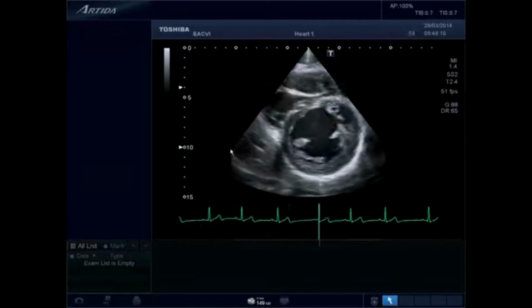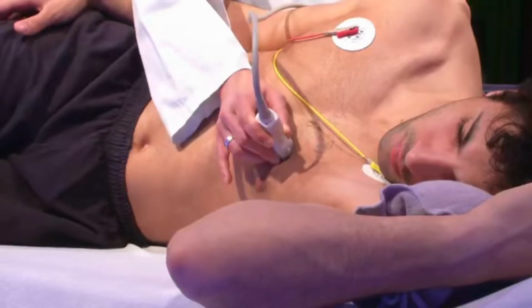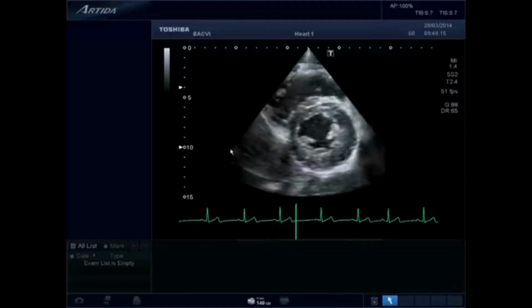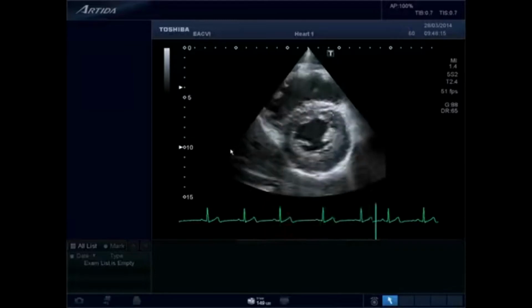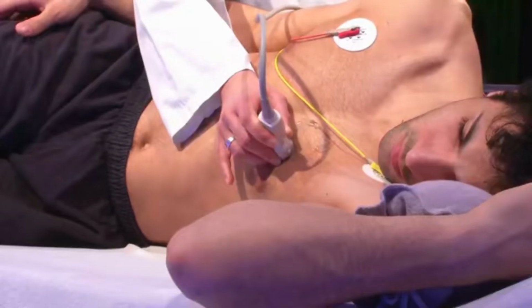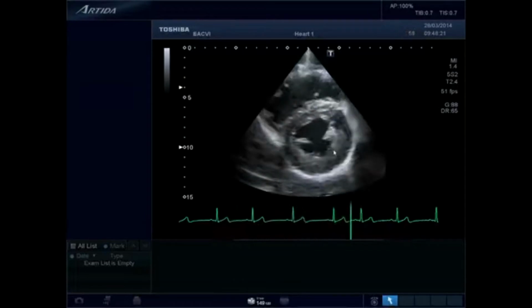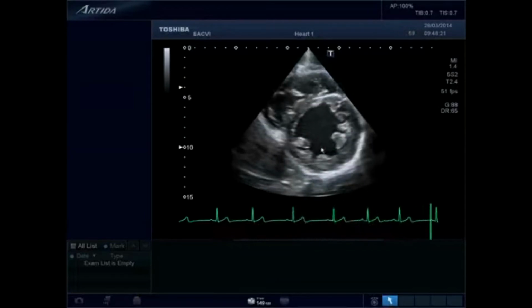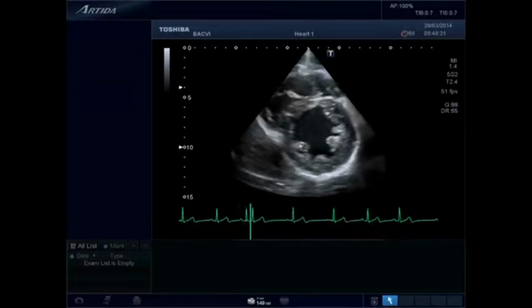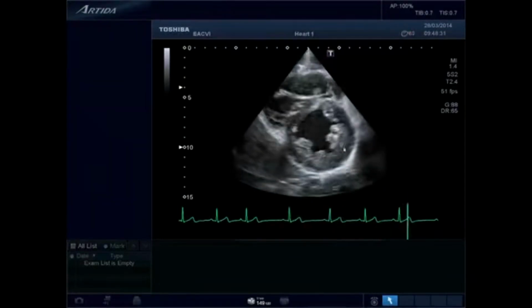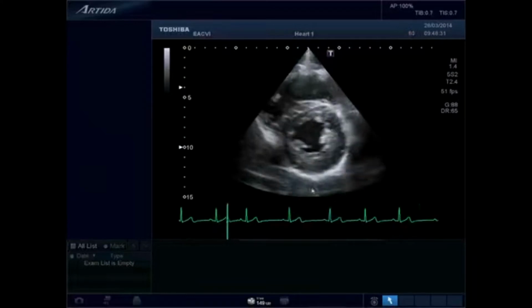Now I will move a little bit more toward the apex, and I will see, just by tilting a little bit my transducer, the short axis view at the level of the papillary muscles. You can see the papillary muscles here, and I will appreciate the wall motion of all the left ventricular wall.